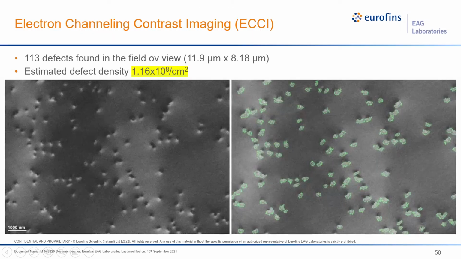Another thing is that one of the limits of TEM is that sampling is really a problem. If you want a statistically meaningful analysis of your dislocations, we have a technique called electron channeling contrast imaging, which is SEM based. In this case, we have the gallium nitride surface, and you analyze the defect density, which is about 1E8. If you want to know more, just let us know. It's not the focus of this presentation.